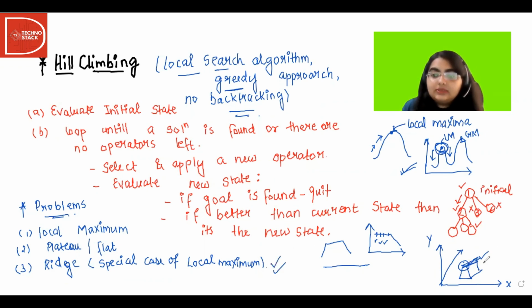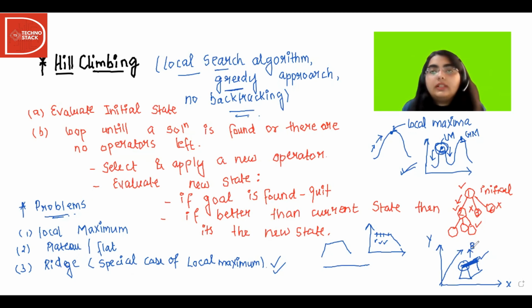Now this is known as a ridge, where you have a series, like a wall of plateau or a wall of points which are the same. So this is a ridge. That's the case where we have problems solving this. So this was all about hill climbing.